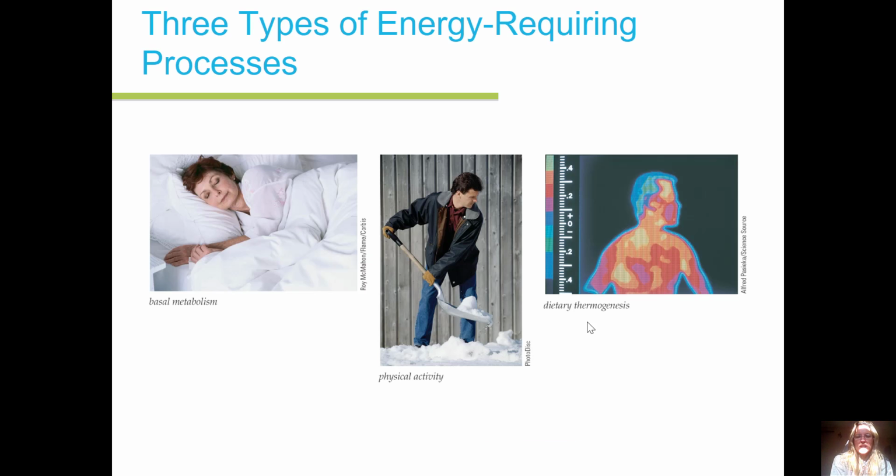So there are 3 energy requiring processes in our body. So 3 things that produce energy in our body, inside of our body. So the first one is basal metabolism. The second one is our physical activity status. And then the third is dietary thermogenesis.